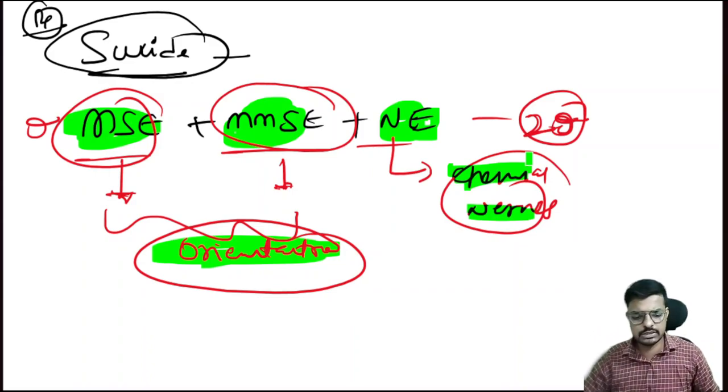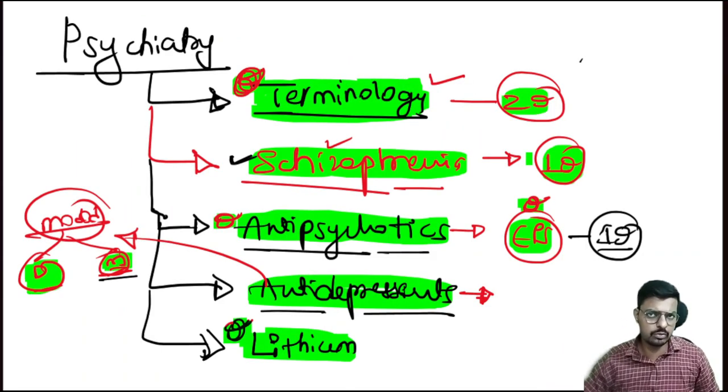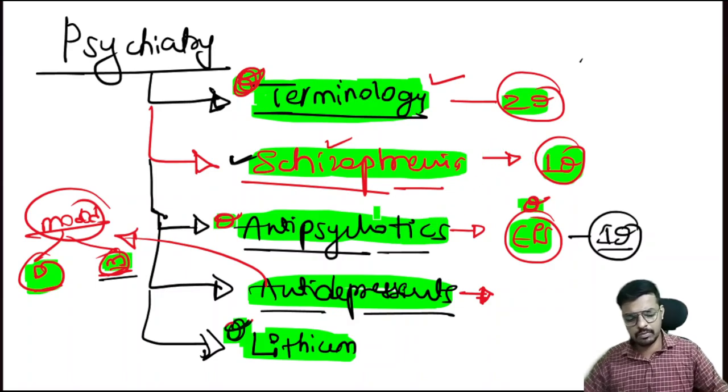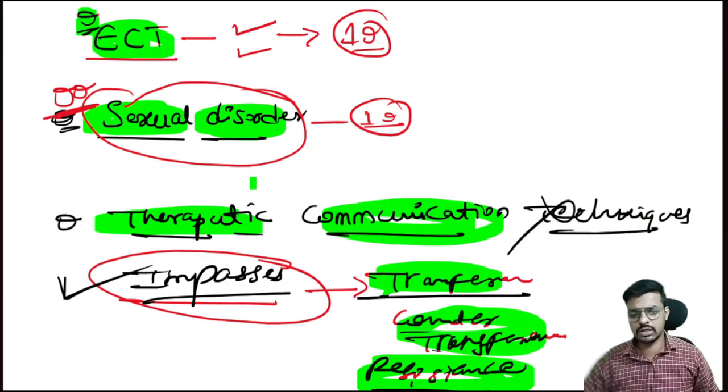This is important from the psychiatry. Let me quickly revise that one. So what you have to study? All terminologies, quickly revise. Schizophrenia, quickly revise. Antipsychotic medications, especially extrapyramidal symptoms, revise quickly. Antidepressants, revise quickly. Lithium, most important. Then ECT, sexual disorder terminologies, and therapeutic communication and impulses.